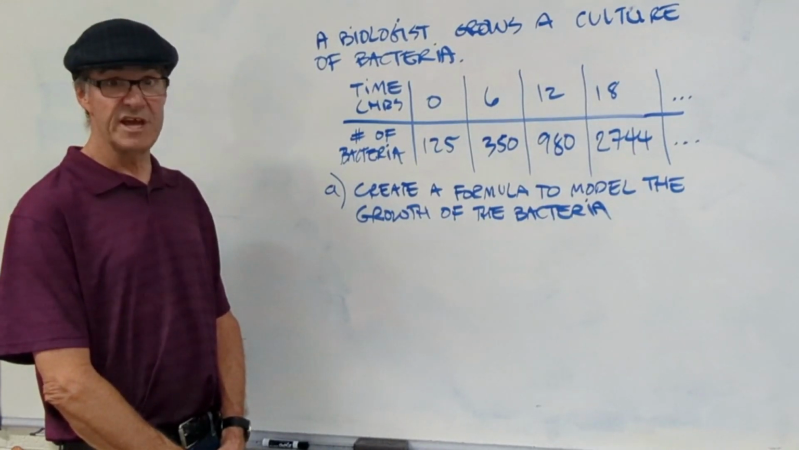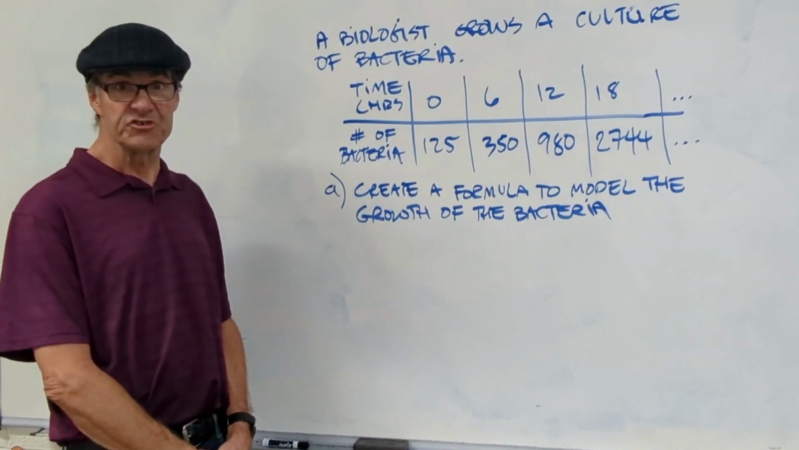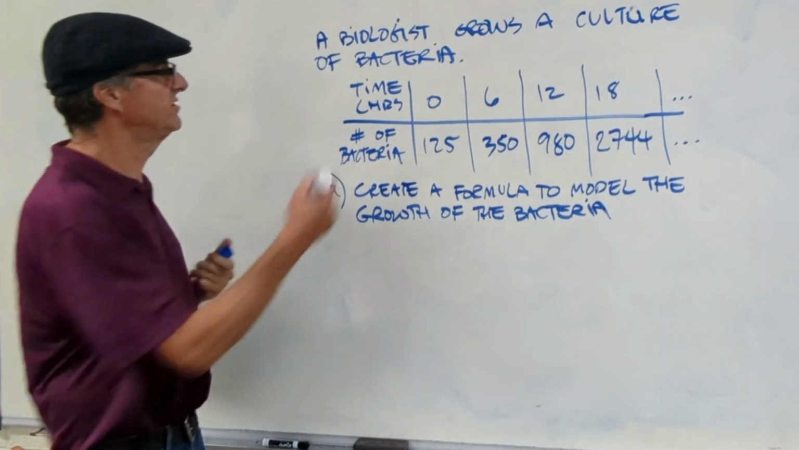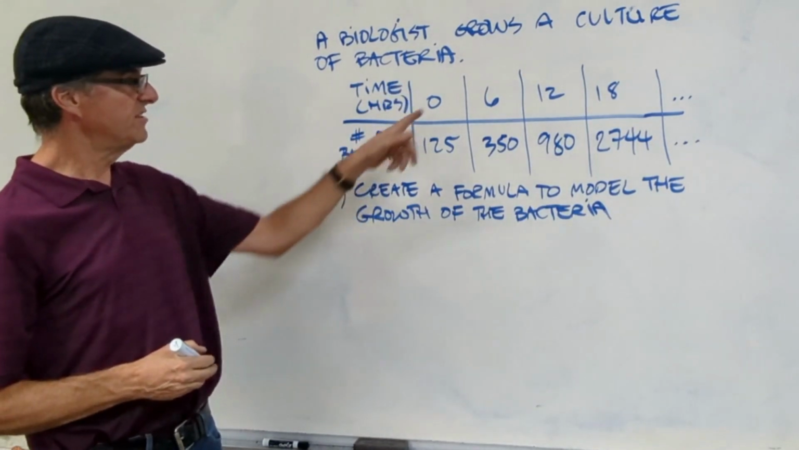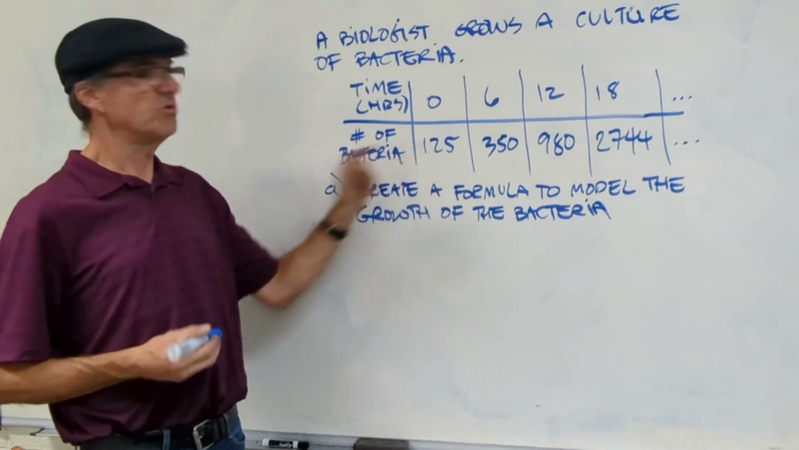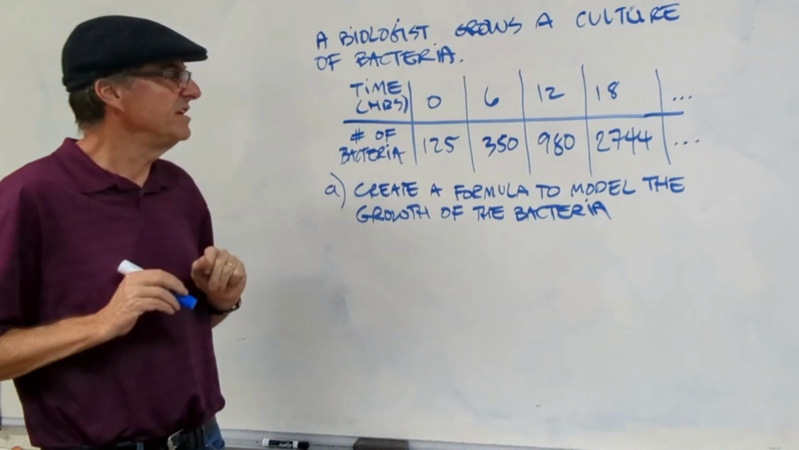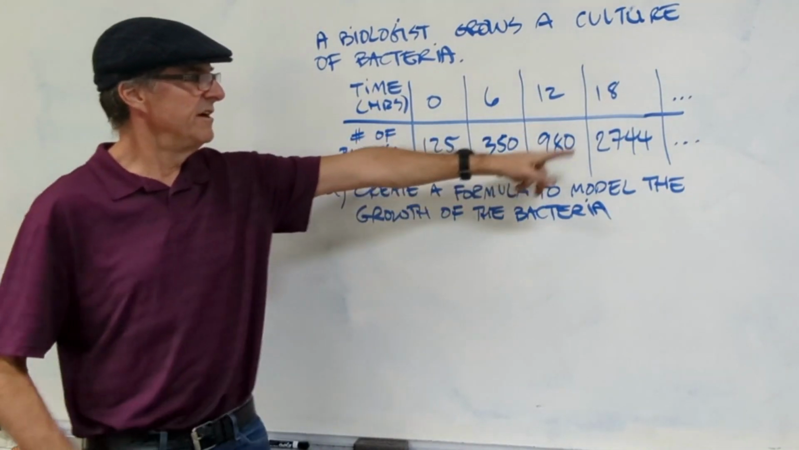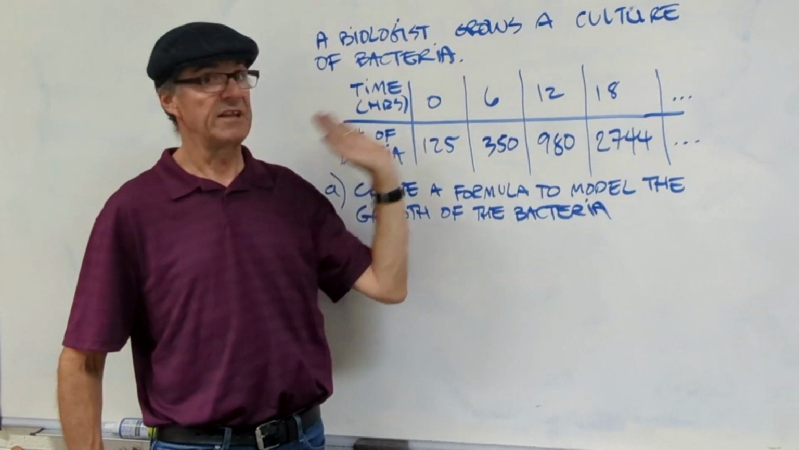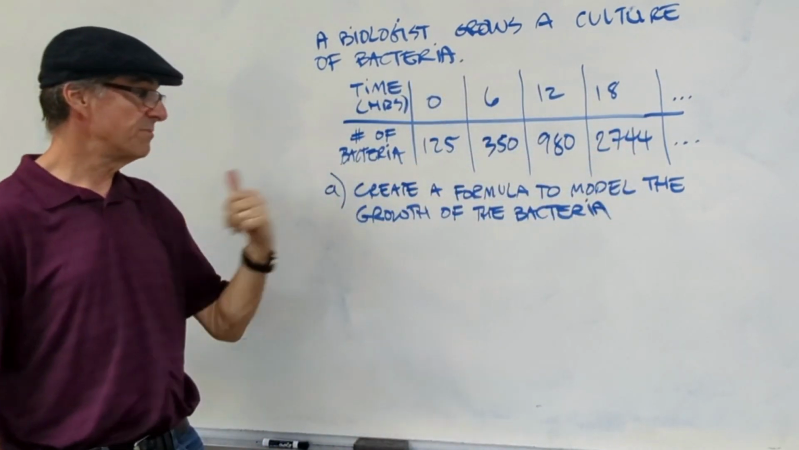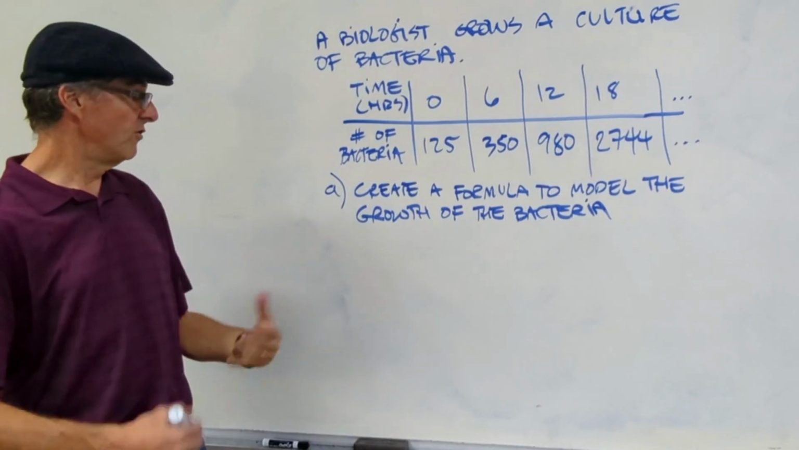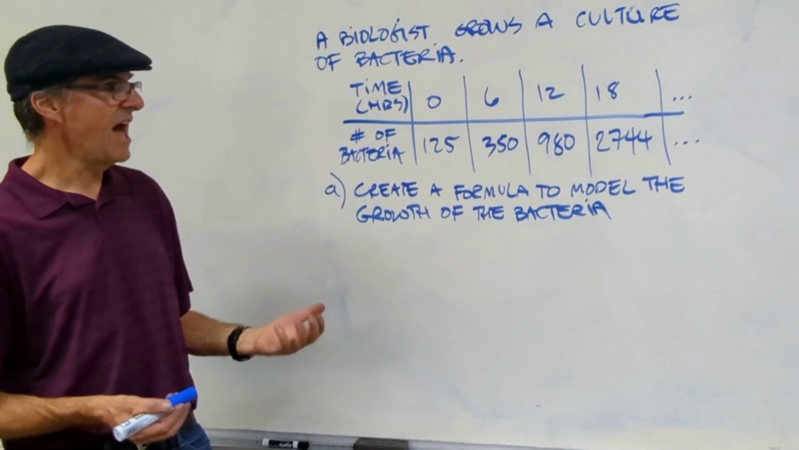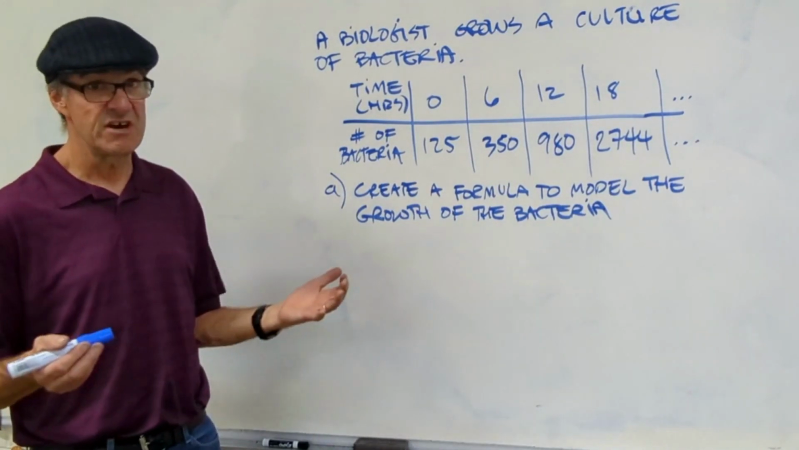Let's do one more example, this time with a bacteria culture. So similar to that one we opened this lesson with. So what we have is time in hours, so elapsed time. At the 0 hour, our starting point, we have 125 little bacteria swimming around in our petri dish. After 6 hours, we have 350 bacteria. After 12 hours, 980. After 18 hours, 2744, and so on. So your first prompt, create a formula for the growth of the bacteria. We want to create a formula that will allow us to predict what it's like, say, at 24 hours, or what it's like at 36 hours, and so on.